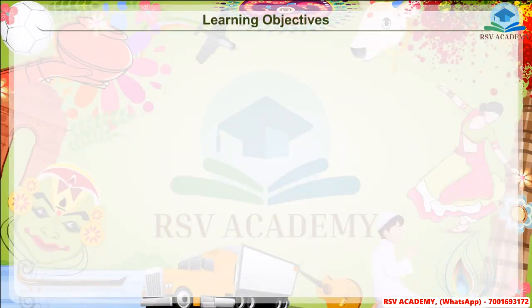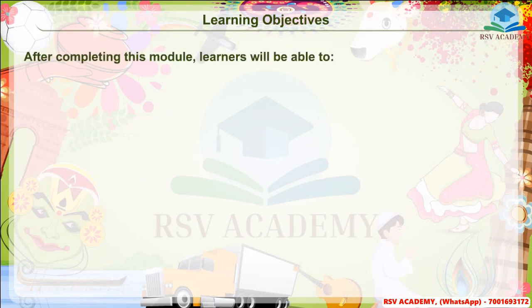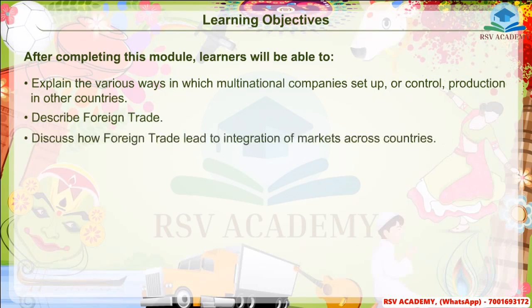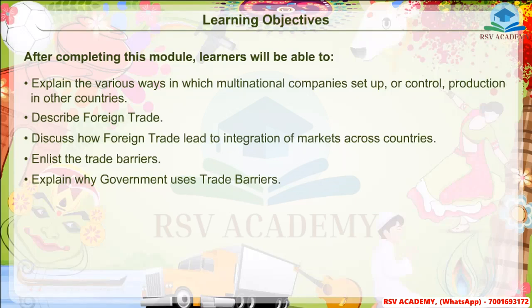Learning objectives. After completing this module, learners will be able to explain the various ways in which multinational companies set up or control production in other countries. Describe foreign trade. Discuss how foreign trade leads to integration of markets across countries. Enlist the trade barriers. Explain why government uses trade barriers.